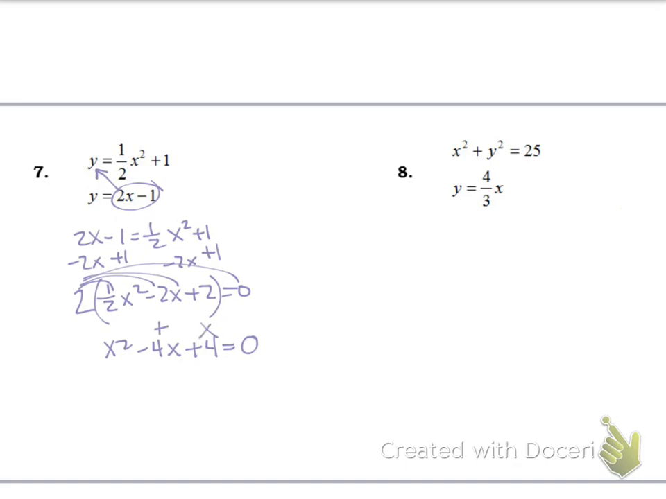So multiplies to 4, adds to negative 4 is going to be negative 2 and negative 2. So when I solve it, I get 2 for both of them. When I plug it back in, 2 times 2 gets me 4, minus 1 will get me 3. So their point of intersection is going to be 2, 3.